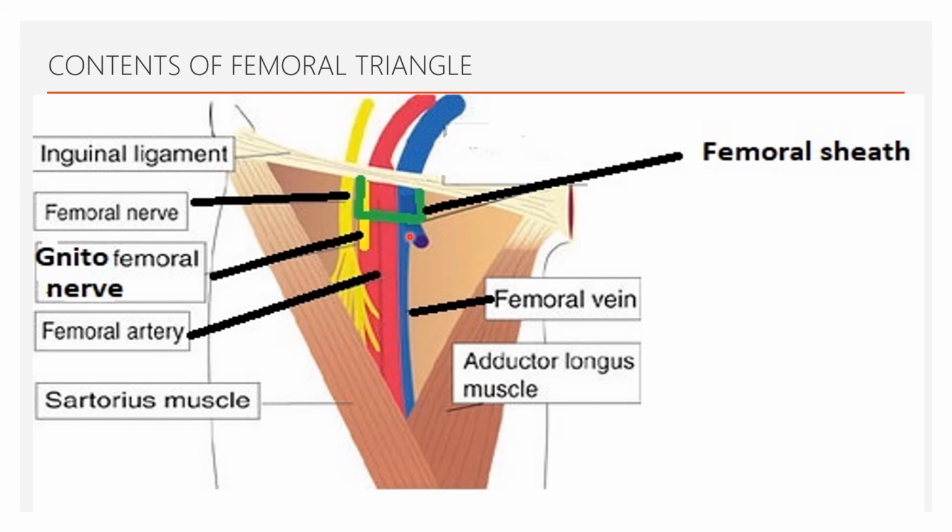In the upper part of the femoral triangle, the vein is present medial to the femoral artery. The femoral artery you can see as a red colored structure. And in the lower part of the femoral triangle, the femoral vein passes posterior to the artery. The femoral vein is a continuation of the popliteal vein, and further it forms the external iliac vein.